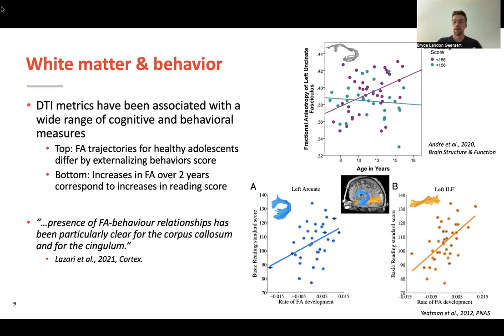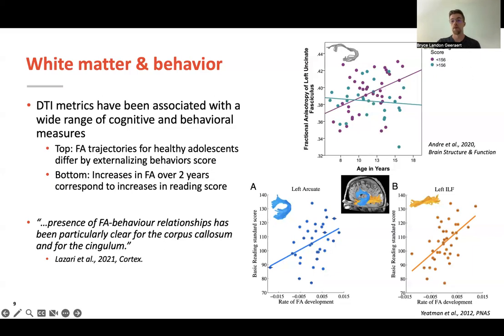So I've got some examples on the screen here. The first one at the top is showing different relationships between FA and age in a cross-sectional study in the uncinate fasciculus for kids with higher or lower externalizing behavioral scores. If you're not familiar, externalizing behaviors are problematic behaviors directed from the self out into the world, so things like aggression or defiance or social opposition, things like that. And all of the volunteers in the study were subclinical.